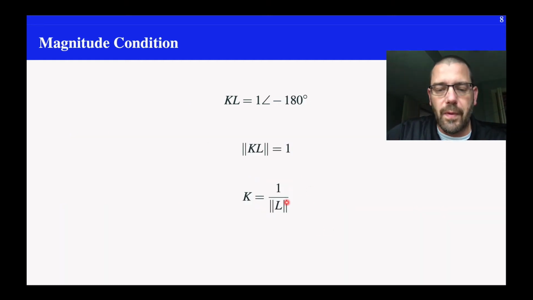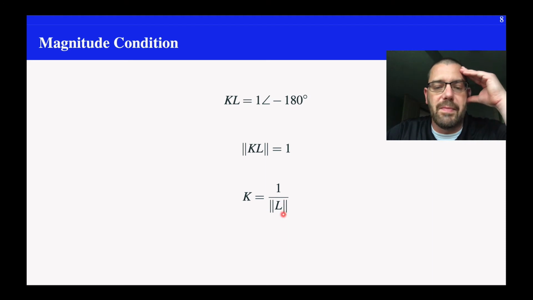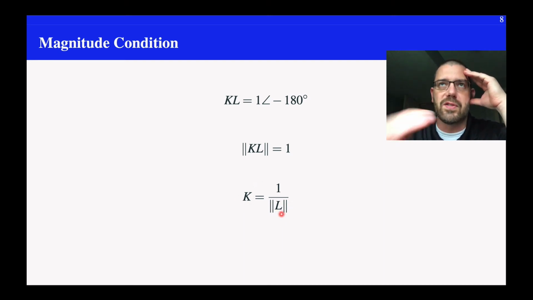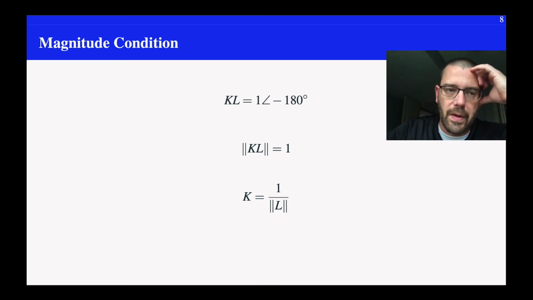Well, if KL is magnitude 1, phase of negative 180, then the magnitude of KL is 1. Again, K is a positive real number, so we pull that out, divide the magnitude of L across. Again, super complicated math. K is 1 over the magnitude of L. So at any point on the root locus, we evaluate the magnitude of our loop transfer function. 1 over that tells me the K that would cause the system to go to that closed loop pole location.